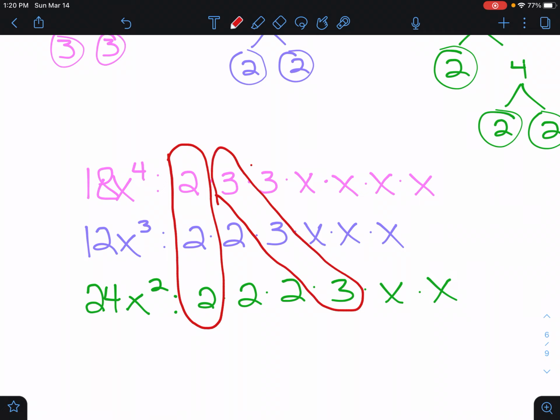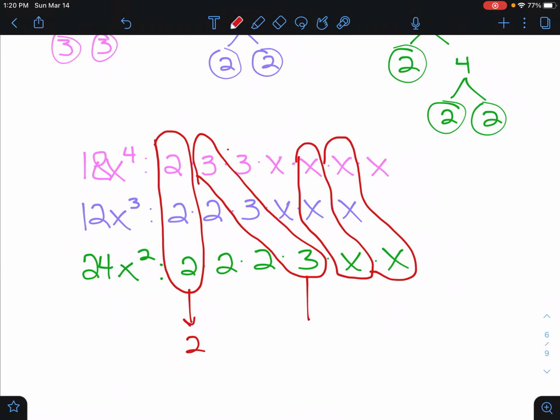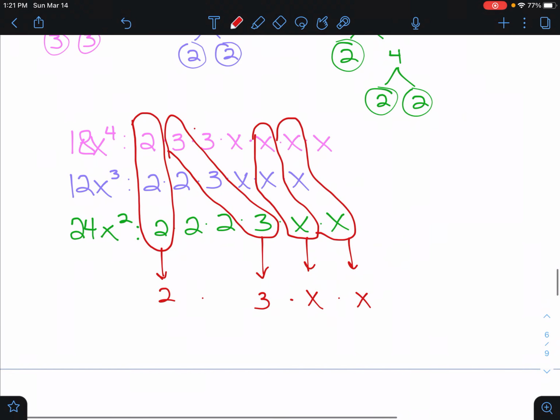You could do it this way, or you can, as long as you're grabbing a 3, so they have that in common. What else do they have in common? They've got an x. All three of them. Again, it doesn't really matter which ones you circle as long as all three of them have that. So it looks like those are the groups that I have. So I have what, a 2, a 3, an x, and an x. And I'm just going to multiply those together to get my GCF. So what is my GCF? It would be 6x squared. All right.